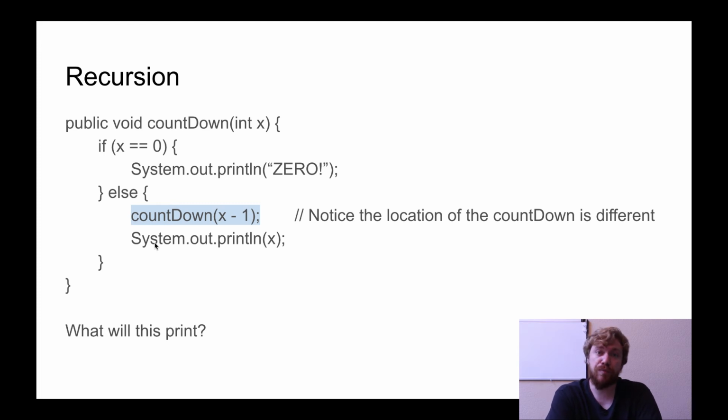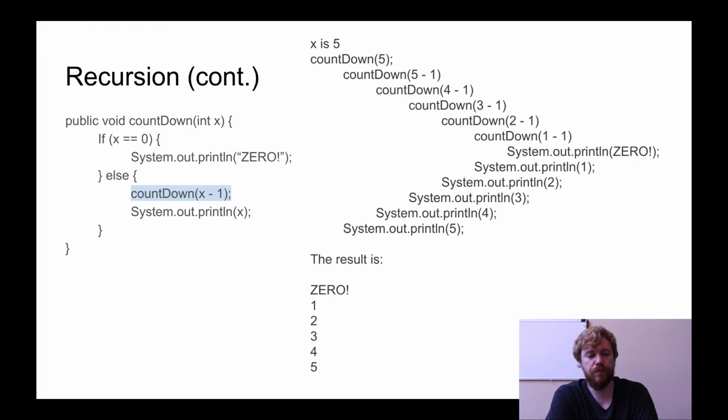And so what will this print? It certainly is going to be different than what was previously printed. Once again, the code on the left here is what's associated with this new countdown method, and to the right here is the recursion chain that gets called. So we'll start off with x equal to 5. We make the method call countdown 5.